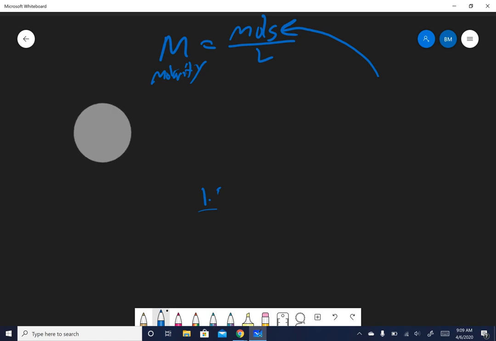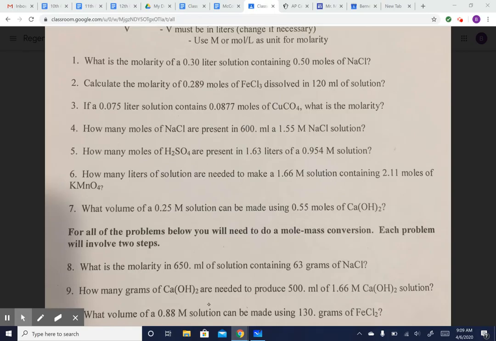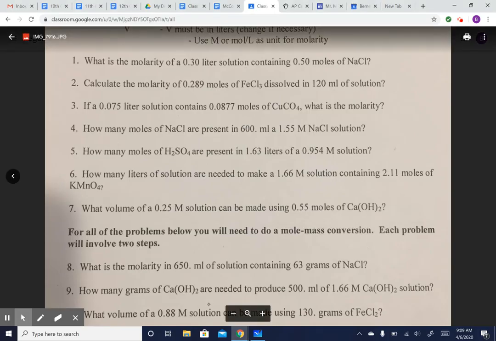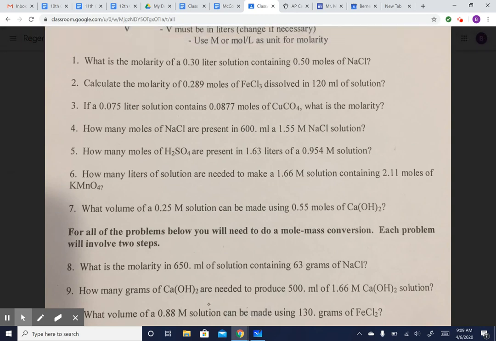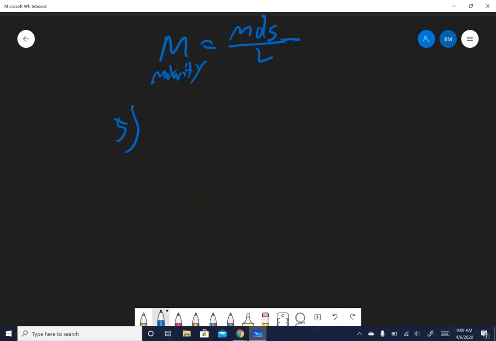All right, number 5 now. How many moles of H2SO4 are present? So here, I'll go back to this. This time they give us liters and they give us molarity. So again, just like number 4, they give us the volume, they give us the molarity. For number 5, we have 1.63 liters and 0.954 for the molarity.